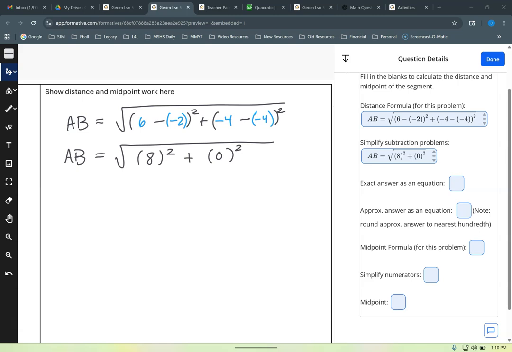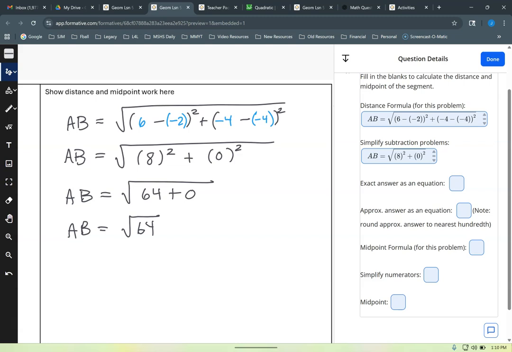So in this case, it's going to be AB is equal to the square root of 64 plus 0. Get in the habit of writing each of those out because at times there will be different ones. Then we're going to say AB is equal to the square root of 64.